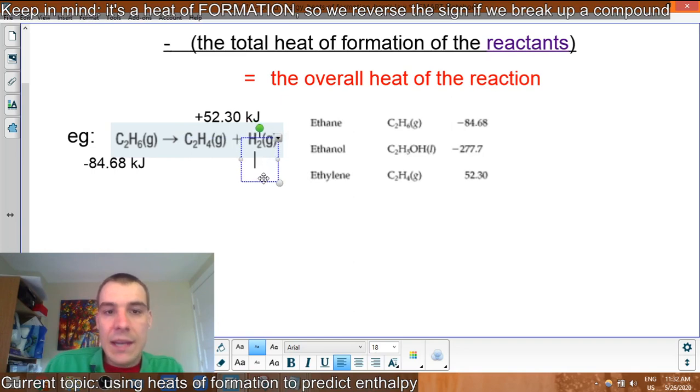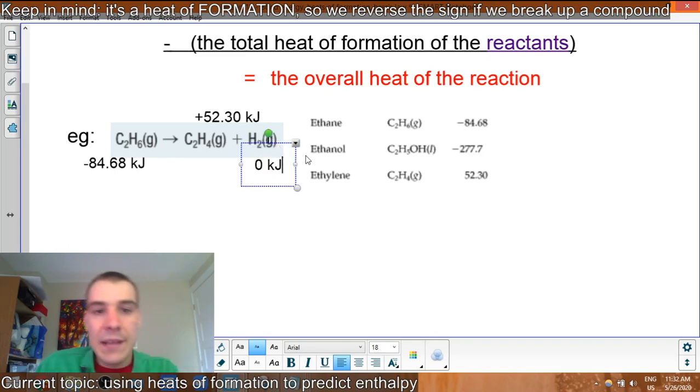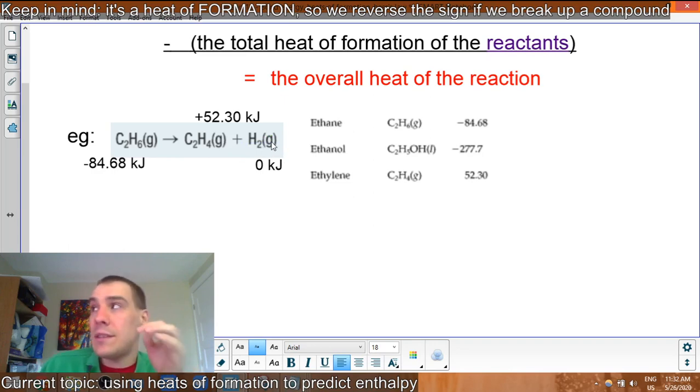What about the H2 gas? Well, it's already a raw element, so turning it into a raw element doesn't take any energy at all. So 0 kilojoules. By definition, raw elements in standard form have no heat of formation.